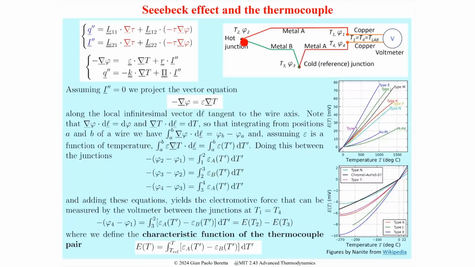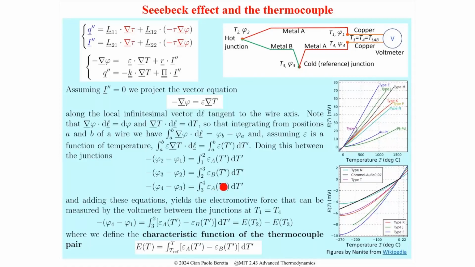And then, of course, since at the junctions there is electrical continuity, the electrostatic potential is equal. And so now you can add these 3 equations. And what you are left with is this: phi4, so the voltage at 4 minus the voltage at 1, is equal to this integral from 3 to 2.